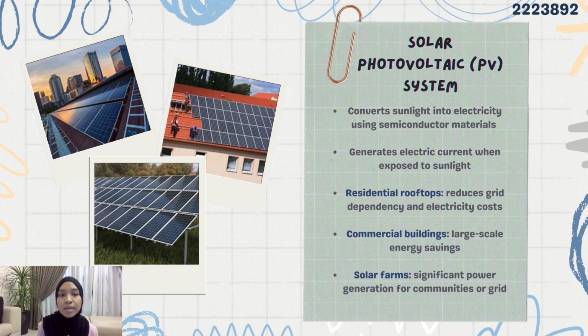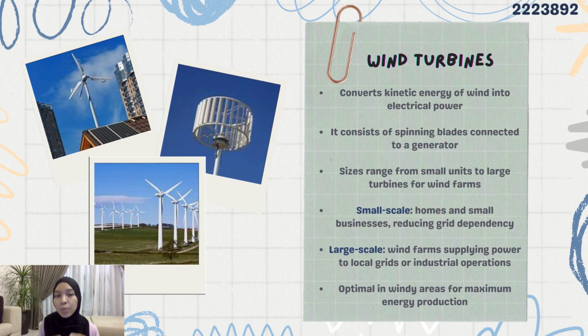PV systems are commonly used, first, on residential rooftops to reduce grid dependency and electricity costs. Second, in commercial buildings for large scale energy savings. Third, in solar farms to produce significant power for communities or the grid. Moving on to wind turbines. Wind turbines convert wind kinetic energy into electrical power using spinning blades connected to a generator. They range from small units for individual use to large turbines for wind farms. Small scale wind turbines generate electricity for homes and small businesses, thus reducing grid dependency.